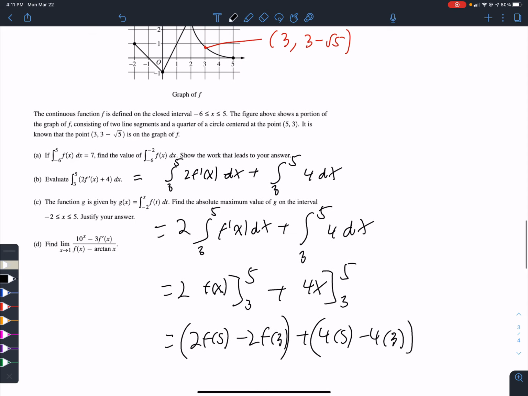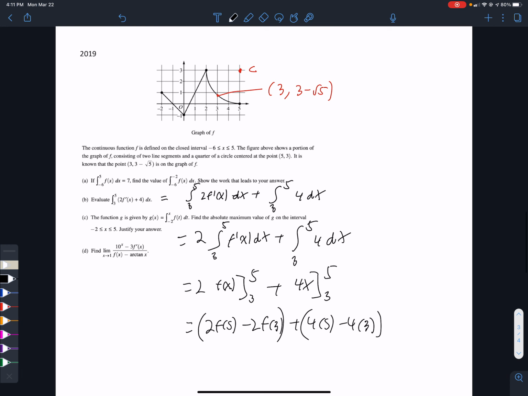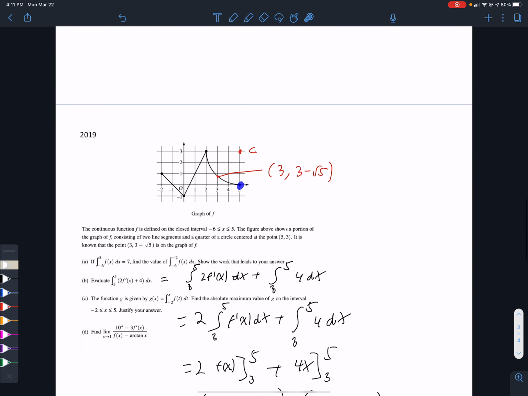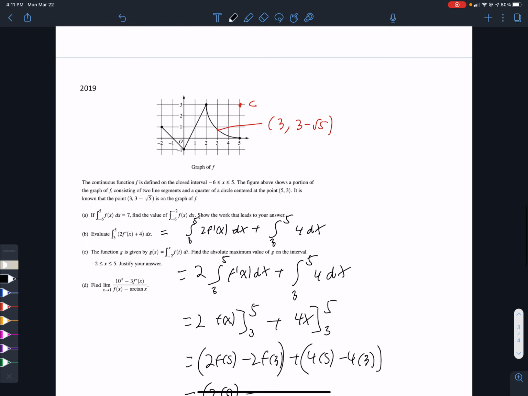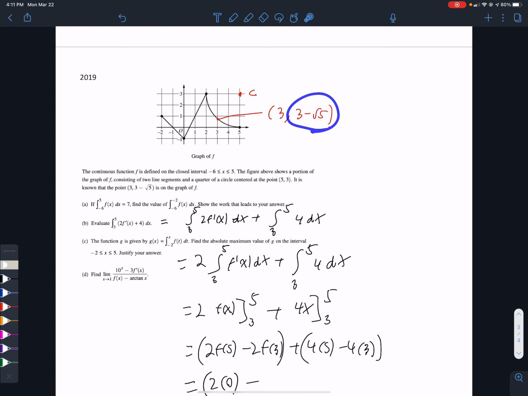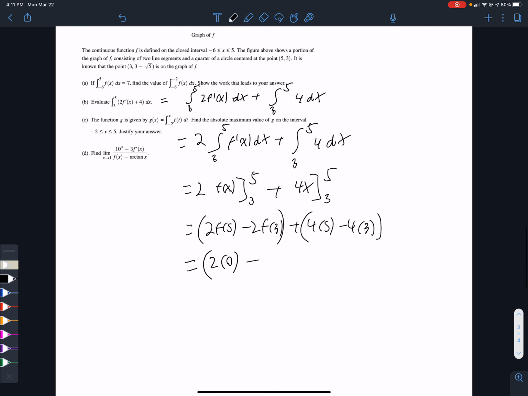And from the table, we could probably get f of 5. F of 5 is 0 from the table. So that's 2 times 0 minus 2 times f of 3, which they tell us is 3 minus radical 5. They gave that to us earlier. So 2 times 3 minus radical 5 plus, and that's going to be 20 minus 12, which is 8. So we end up with 8.